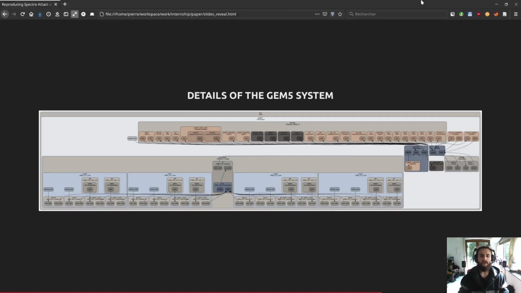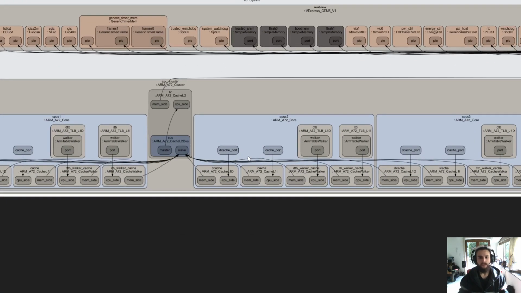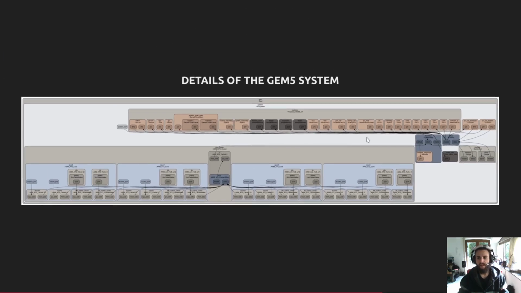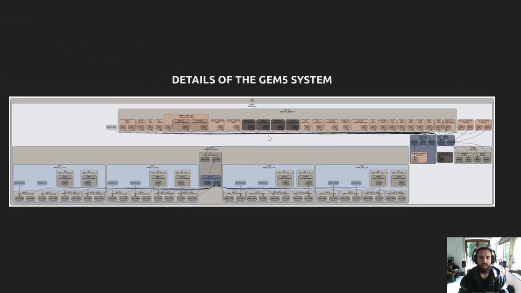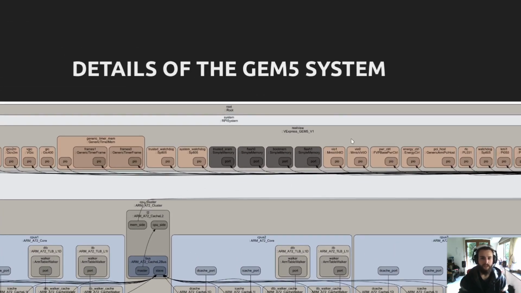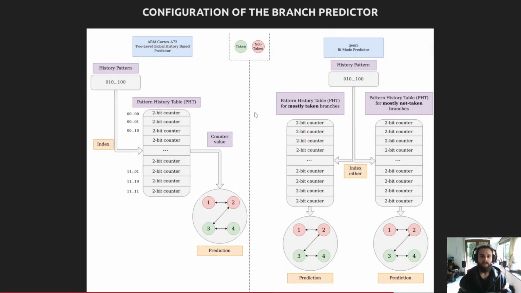So this is how our gem5 system looks. Here we have our CPU at the bottom. We have the four cores here, the L1 caches, the L2 caches here, some components to tie all the components together, and the RealView platform of the ARM system, which handles all the memory mapping and interrupt handling. This is the configuration of our branch predictor.